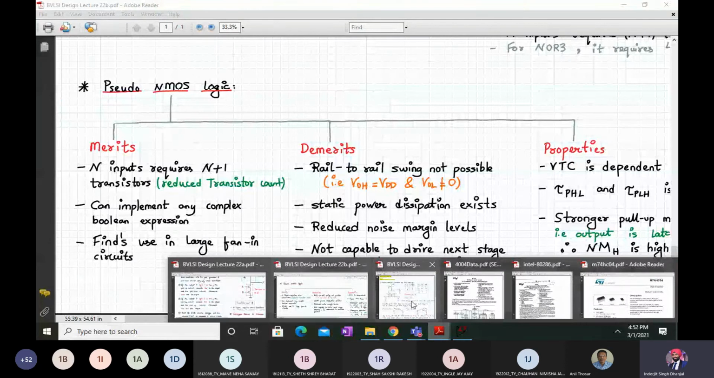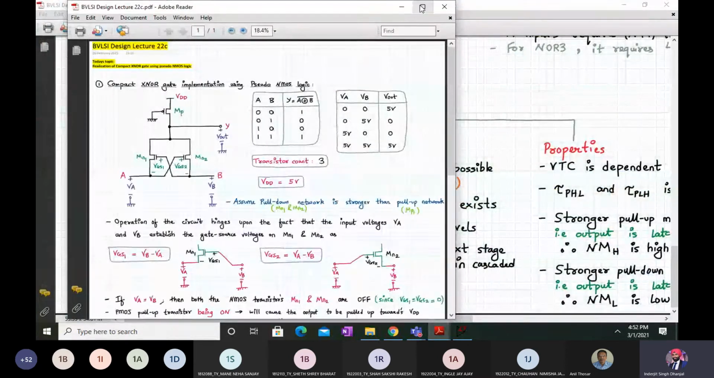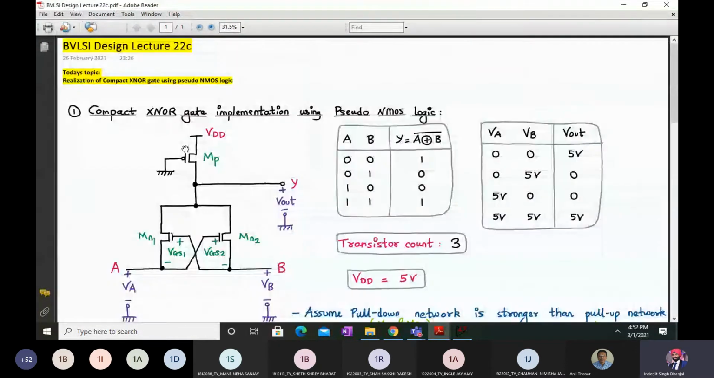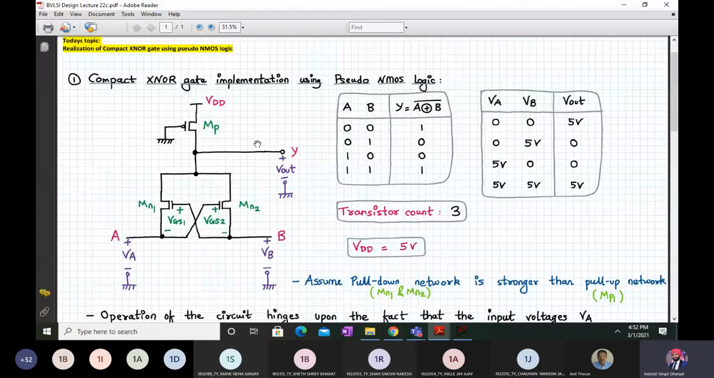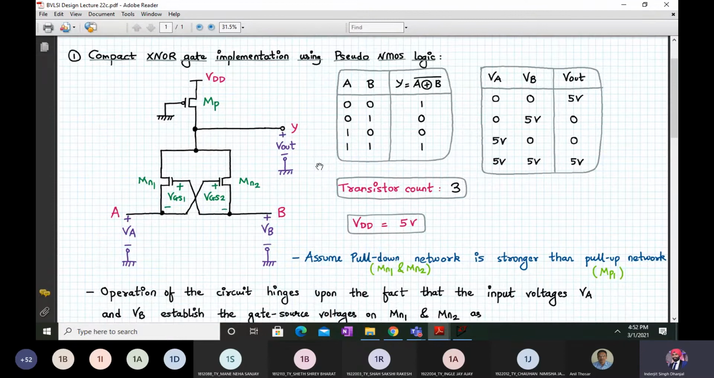Now let me move on to a very interesting topic. This is the realization of a compact XNOR gate using pseudo NMOS logic. Just draw this diagram and keep it. I will give you around 15 seconds to draw this diagram and think about it. Draw the truth table and keep it ready.